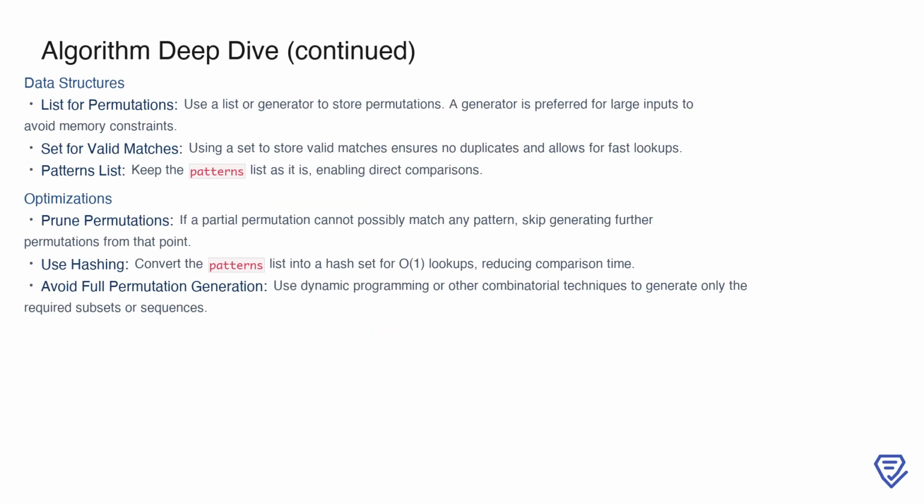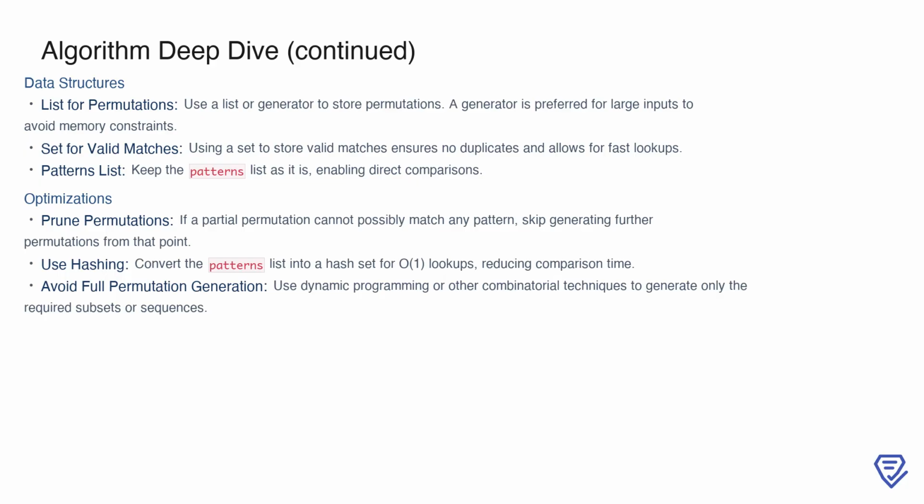To implement the algorithm effectively, we need to use appropriate data structures. A list or generator can be used to handle the permutations, but a generator is preferred for large inputs to minimize memory usage. For storing valid matches, a set is an excellent choice because it automatically eliminates duplicates and allows for fast lookups.